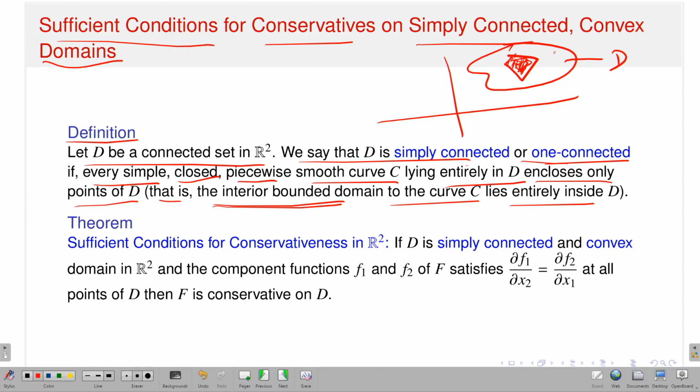Now, look at the theorem. It says sufficient conditions for conservativeness in R2. If I start with a domain, not an arbitrary domain, but a domain which is simply connected and convex domain.